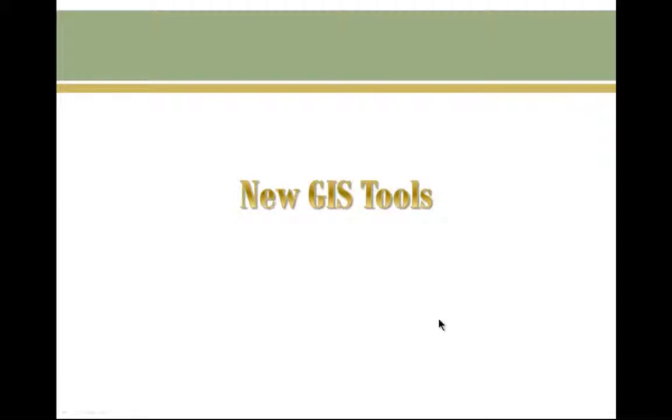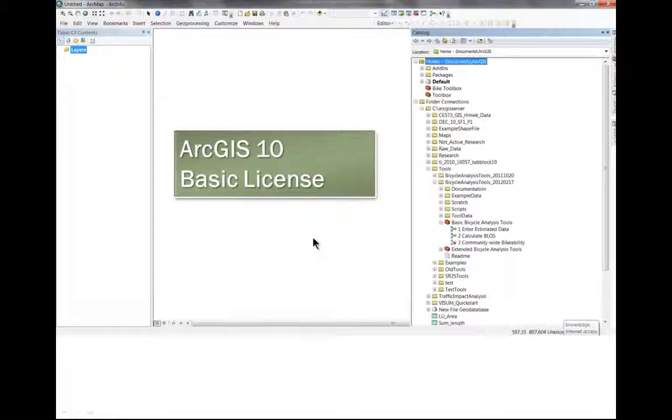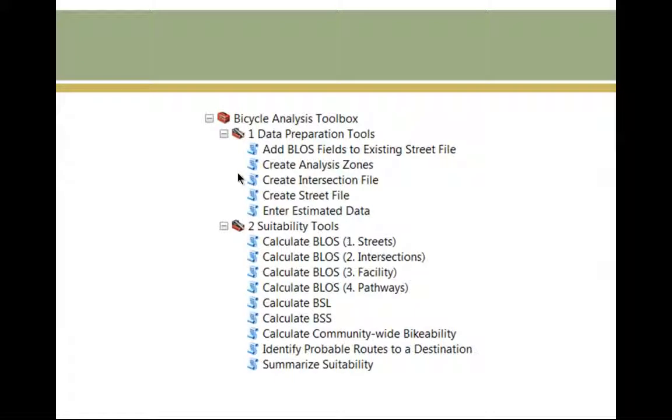Now I'm going to discuss and demonstrate the new GIS tools. The tools were created for ArcGIS 10 and do not require any special licensing, so the basic license for ArcGIS 10 is sufficient to run the tools. There are 14 tools. The tools are organized in a toolbox called the Bicycle Analysis Toolbox. In the first tool set, there are 5 data preparation tools. The second tool set has the suitability tools, and these are the primary tools used for the analysis. In a moment, I'll go to ArcGIS and I'll demonstrate each of these tools.